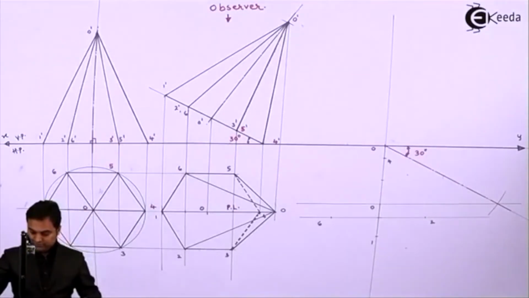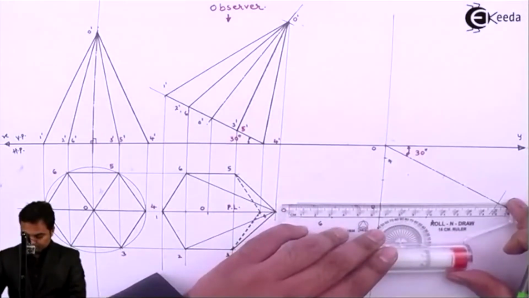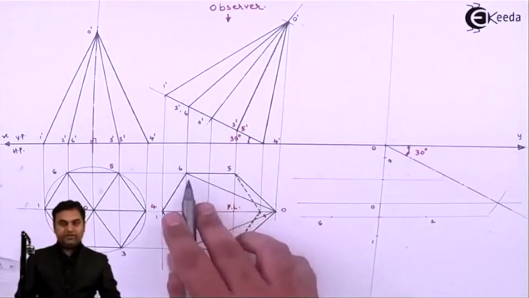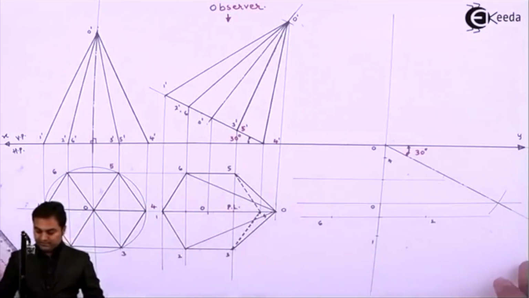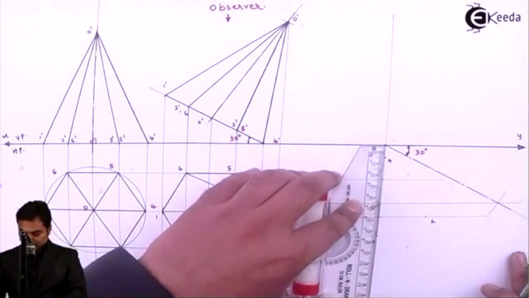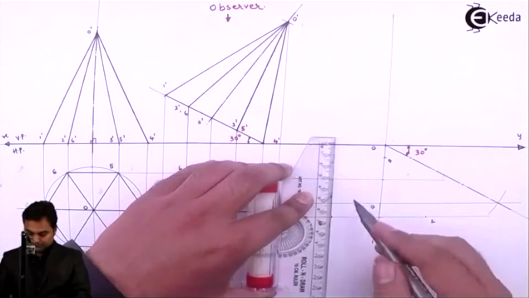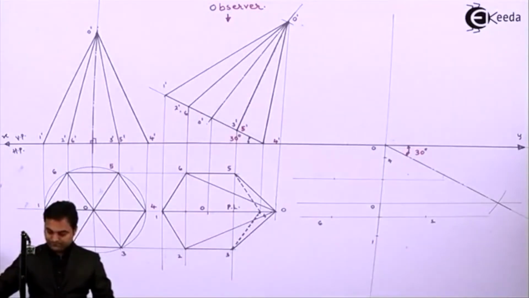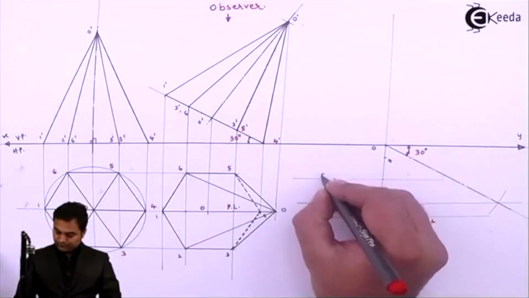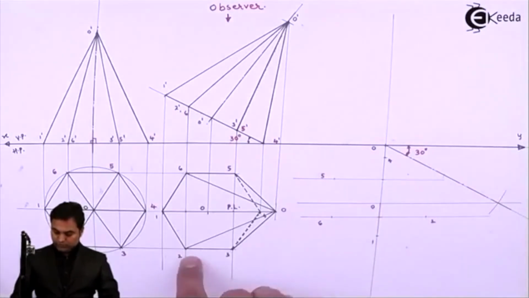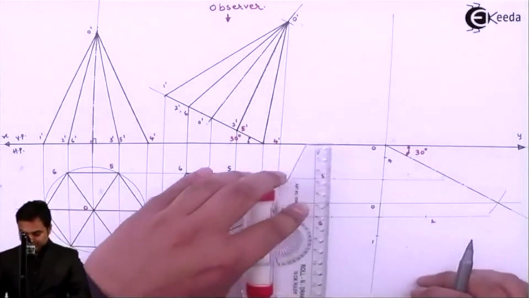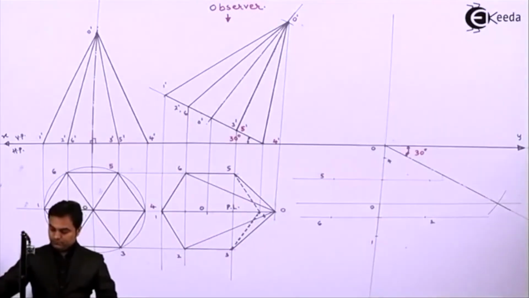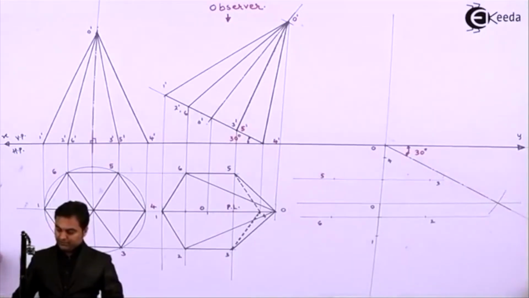Then drawing a light horizontal line through it. The distance of 6 and 5, they are same. So once I get 0.6, I'll plot it over this line. That will give me 0.5. Next, 2 and 3 are on the same level. This is giving me 0.3.